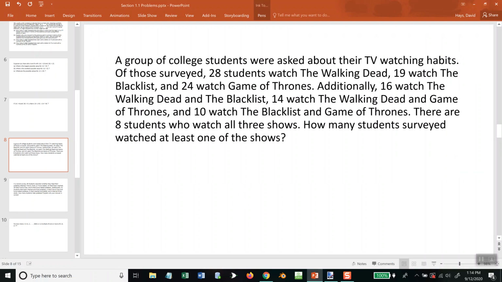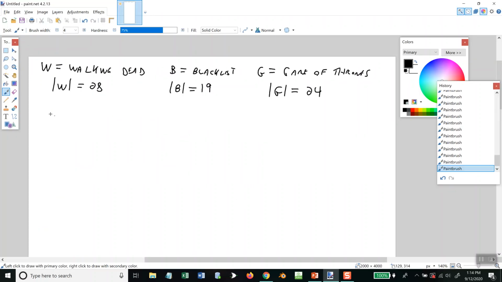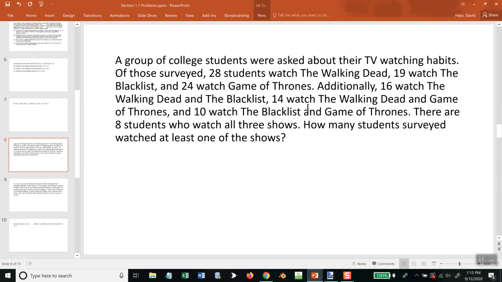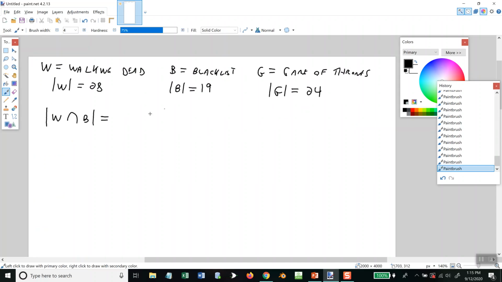Okay, it says additionally, 16 watch The Walking Dead and The Blacklist. So the cardinality of Walking Dead and Blacklist, our intersection, is 16.